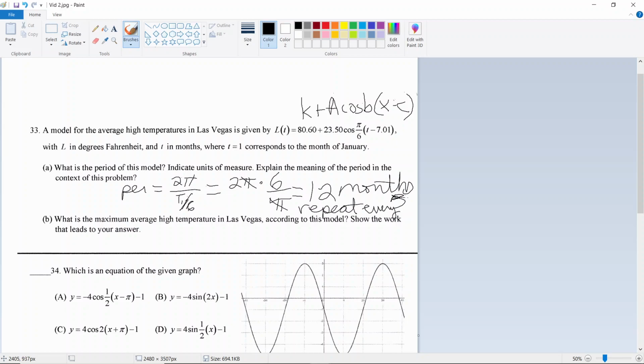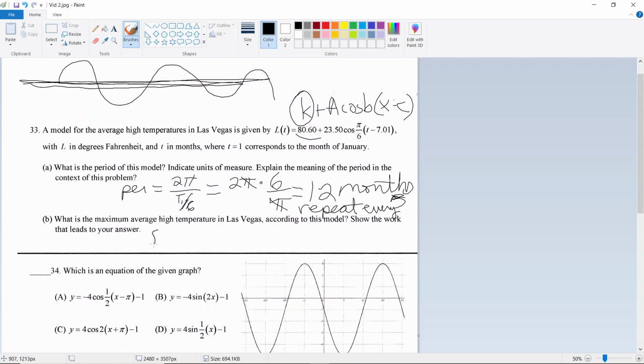What is the maximum average high temperature? Well, sine and cosine mean that there's some midline. That's what the K is, the midline. In this case, the K is in the front. So that means the value that it's fluctuating above and below. So that would be the average. So here the average is 80.60. That's the midline. And then it goes 23.5 above, 23.5 below. We'll go above because they asked for the maximum.